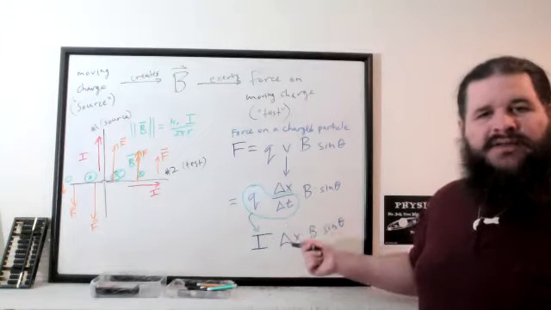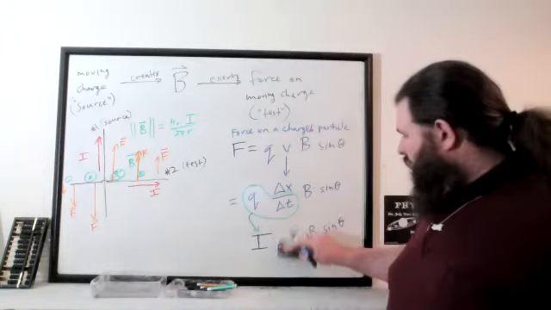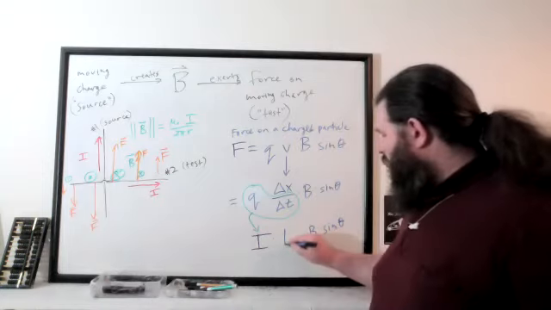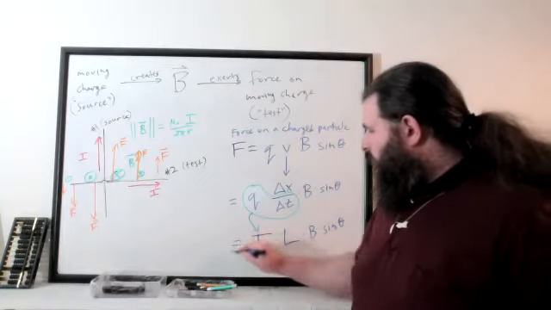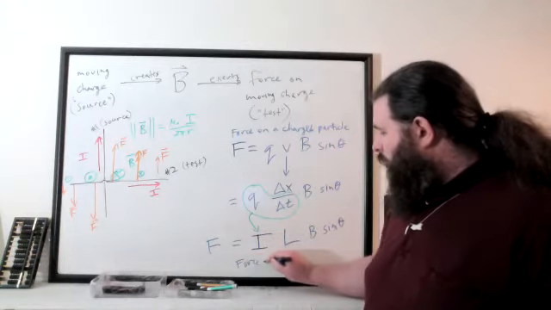And for a wire, the only distance that really matters is the length of the wire. So we could write this as just L, length of the wire. So this is another formula we can use for force, specifically the force on a wire.